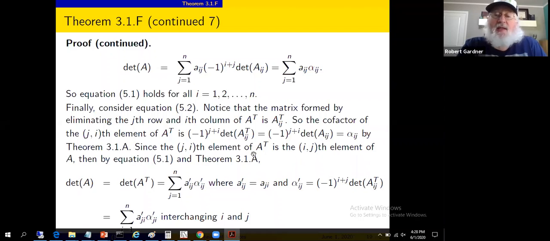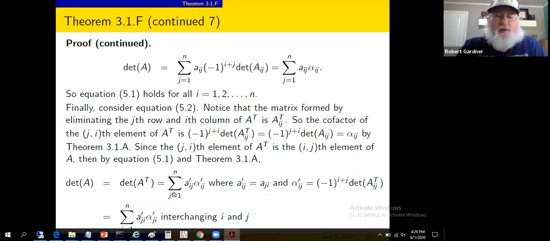The jth element of A transpose is the ijth element of A itself. So using equation 5.1, expansion for the determinant of A transpose along the ith row. I'm doing it in general this time. The determinant of A transpose, of course, equals the determinant of A by that theorem.